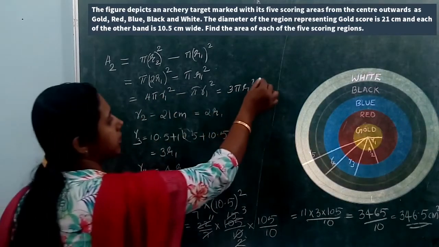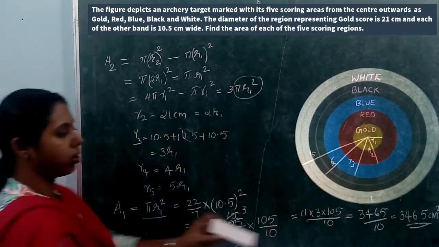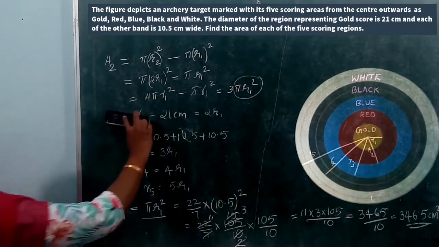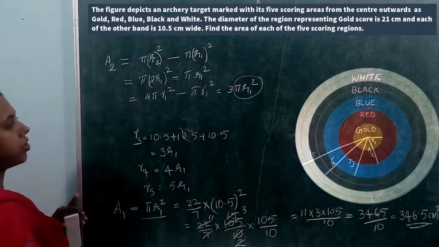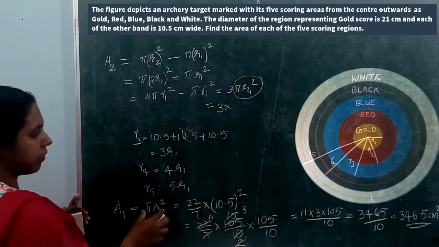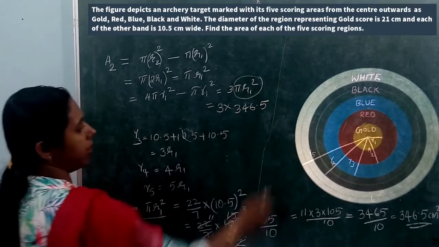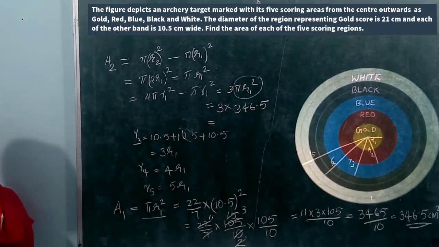We know what is pi r1 square, that we found out. Pi r1 square, we got it 346.5. So very easily we can find the area of the red region, that is equal to 3 into the value of pi r1 square, which is 346.5. So when you multiply, you will get the area of this red region.